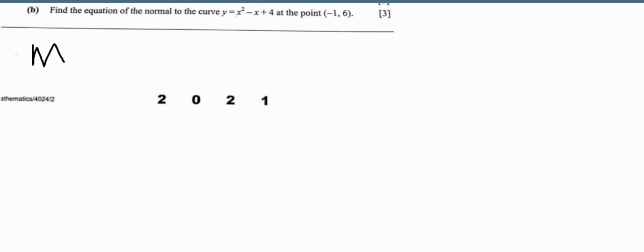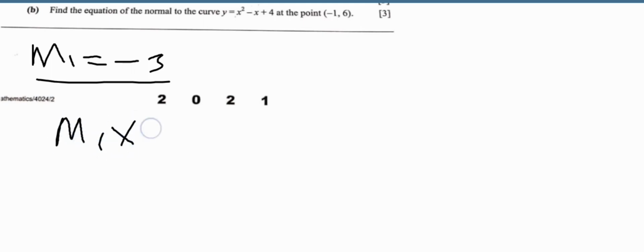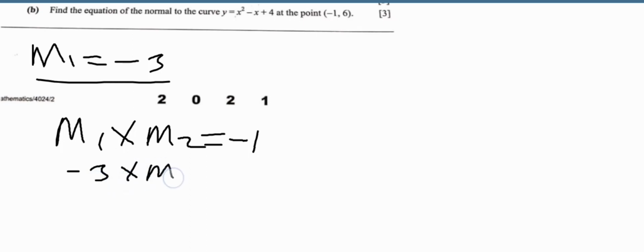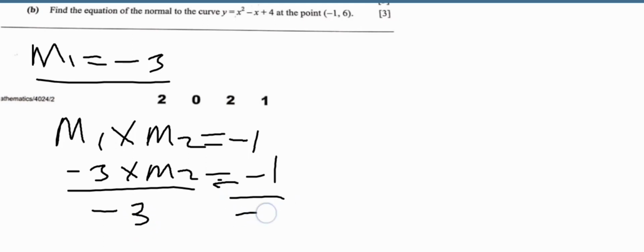The gradient here that we have, gradient 1, which is the gradient of the tangent, is equal to -3. Now for us to find the gradient of the normal to the curve, we need to multiply gradient 1 by gradient 2. When we multiply these two gradients, we always need to get -1. So we have gradient 1, which is -3, multiplied by gradient 2, which is the gradient of the normal to the curve, is equal to -1. So we are going to divide this one by -3, even here by -3.